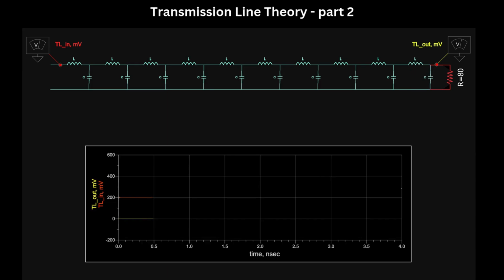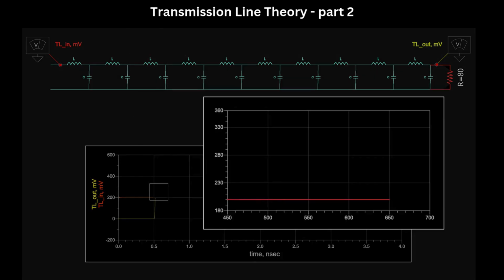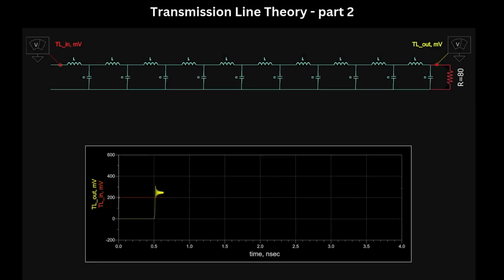Once reaching the last section, the load will say, "Sorry Mr. Signal, I'm not 50 ohms anymore, but I'm 80 ohms." Now, same current driving higher resistance gives us higher voltage, 245 millivolts. But all the capacitors as well as the load are connected to the same point. So starting from the last section, each capacitor starts to settle to 250 millivolts back to the very first section.